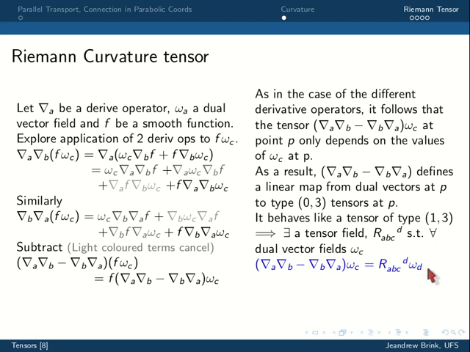And so what you've basically shown is the existence of this tensor. And what we're going to do next is look at all its properties. So this is simply one way of defining this Riemann tensor. The tensor field R A B C D is called the Riemann curvature tensor, and it has many nice properties.